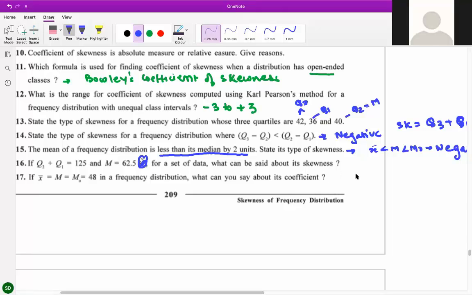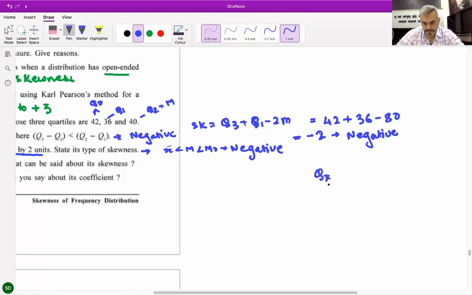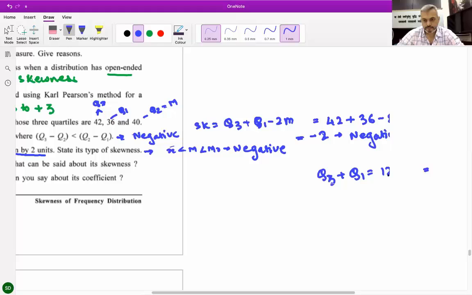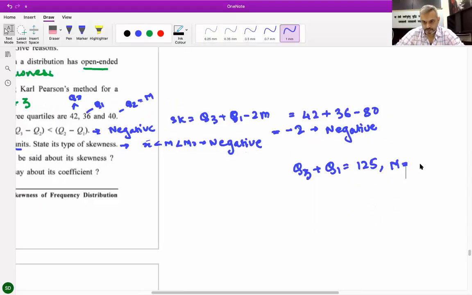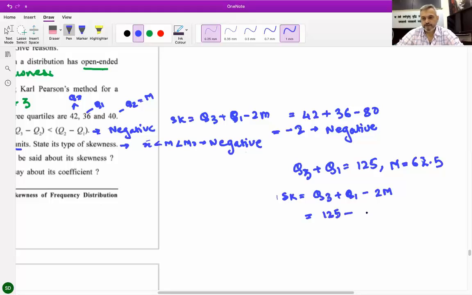So let's do the working. I'll do it over here. Q3 plus Q1 is equal to 125 and median is equal to 62.5. So will we solve it? So skewness is equal to Q3 plus Q1 minus 2m. So 125 minus 62.5 into 2, which is also 125. This is equal to 0. Therefore, it is symmetric. Please write this. It is symmetric.